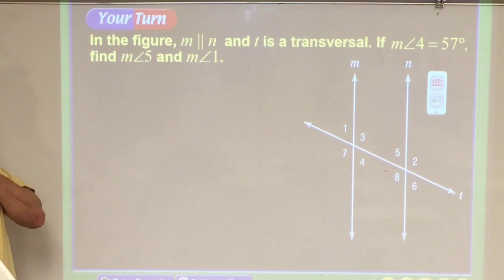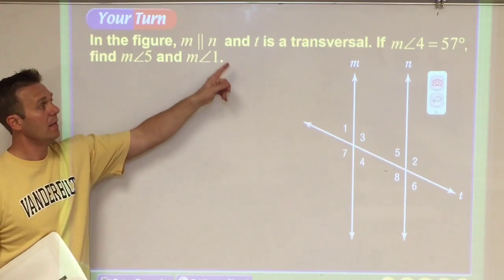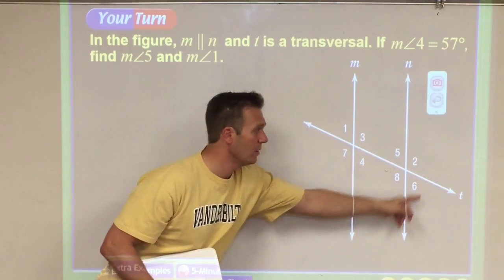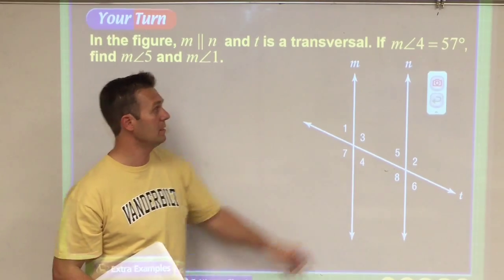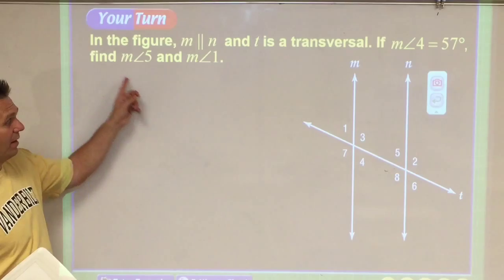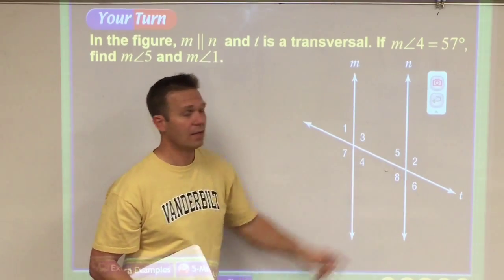All right, so now it's your turn. Go ahead and write this down in the figure. M is parallel to N, that's what that means, and T is the transversal, so here's the transversal going through. You're told that angle 4 is 57 degrees, okay? And you need to find angle 5, okay?